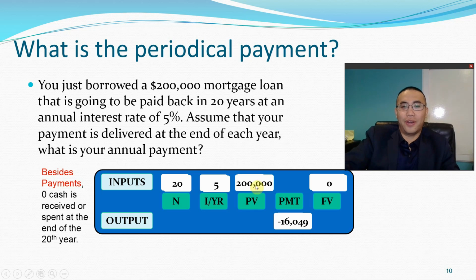Otherwise, effectively, you are not borrowing $200,000. So if you make the first payment right at the time you borrow the money, that basically means how much you borrow is $200,000 minus the first payment. So that's how much you borrow today if the payment is made at the beginning of each period.